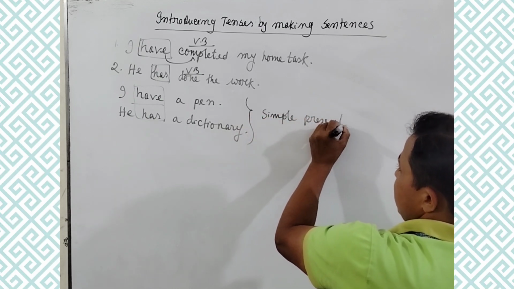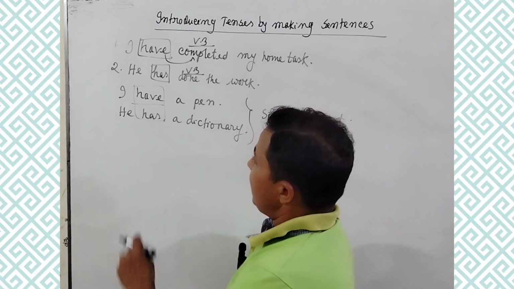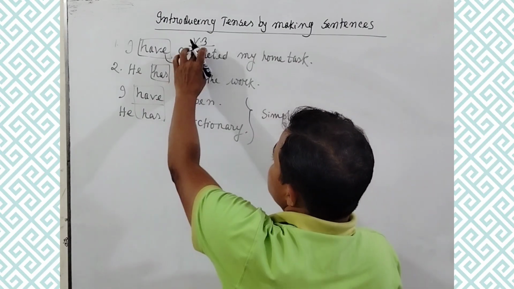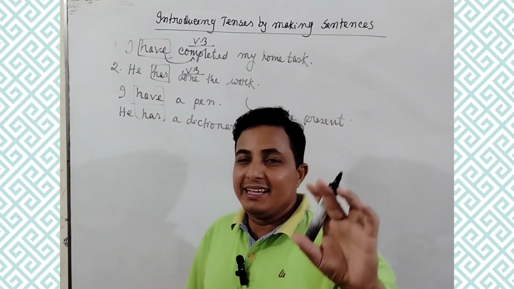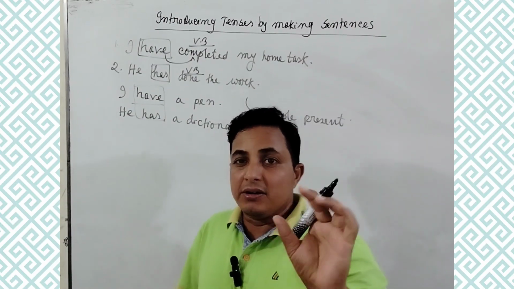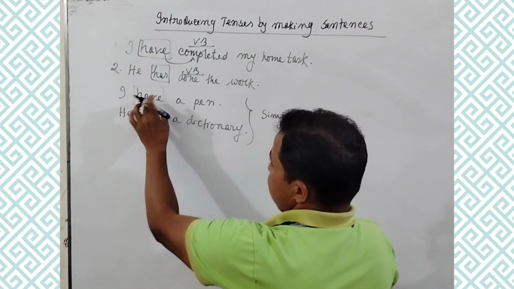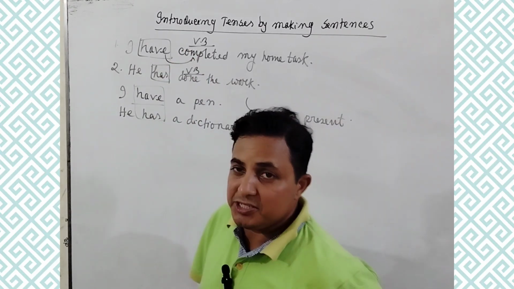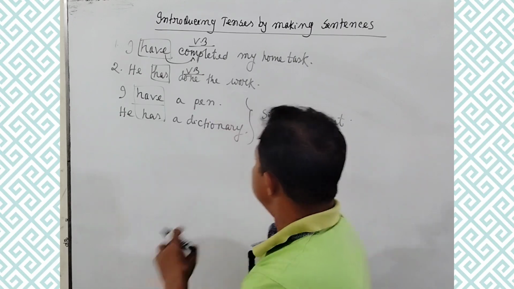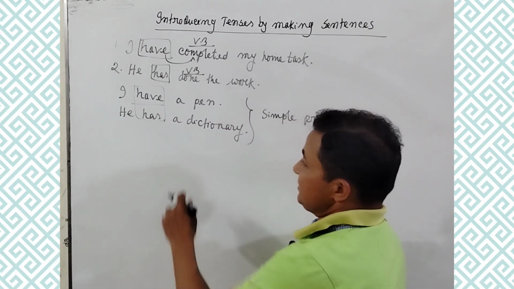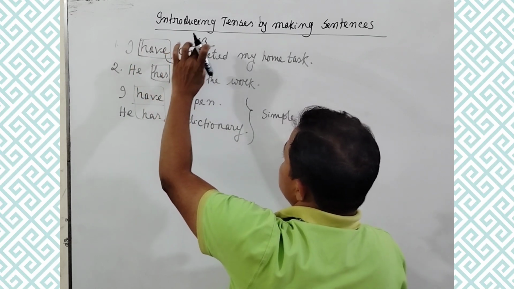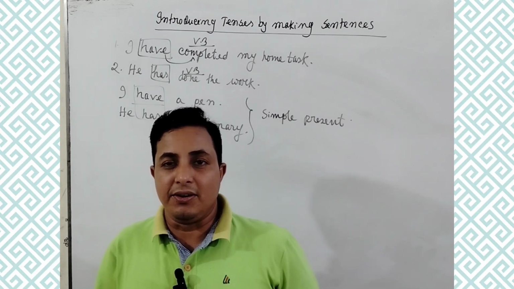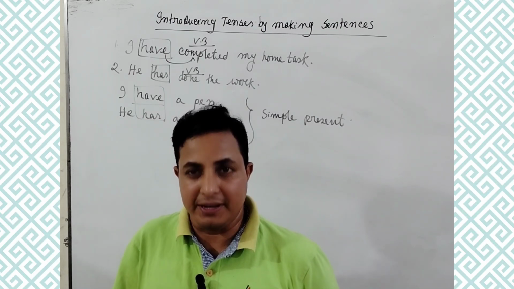What's simple present? After this auxiliary verb, don't use B3. If you don't find, after an auxiliary verb, the main verb in past participle form, it is called simple present. Mind it. But if you find the B3 form after this auxiliary verb, you will identify it as present perfect tense.